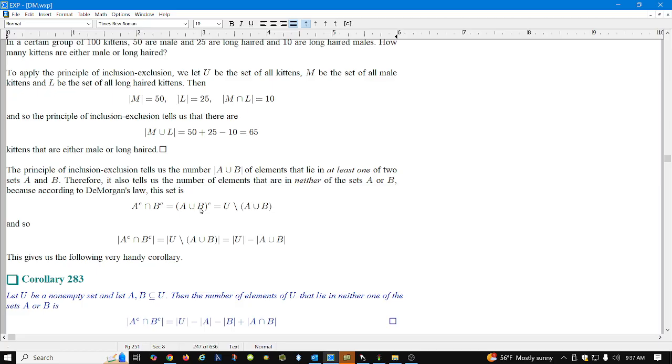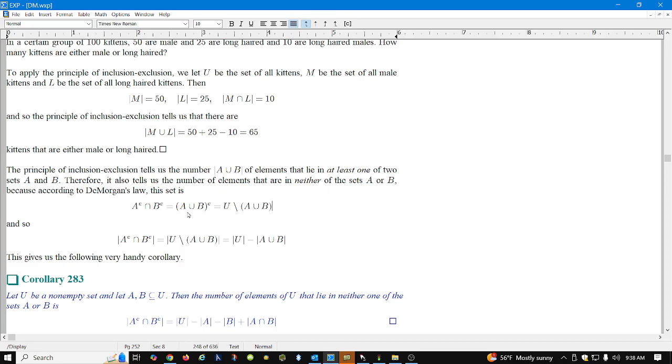Therefore, it also tells us the number of elements that are in neither set, because it's the rest of the elements in the universe. So officially, according to De Morgan's law, we're looking at finding the size of A complement intersect B complement. Those are the elements that are in both complements, which means they're in neither set.